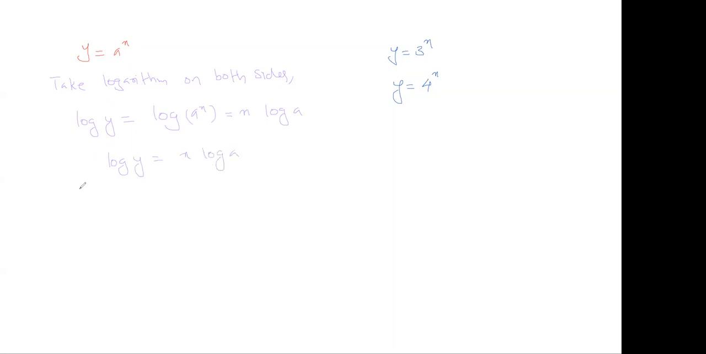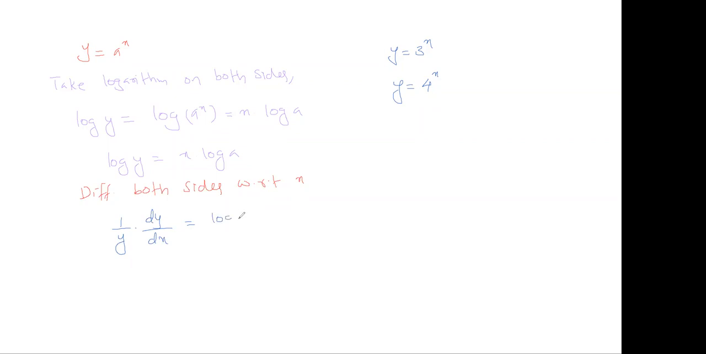Now, implicit differentiation: differentiate both sides with respect to x. Left side, log y, it is of the form log x. So the derivative is 1 by x, so it is 1 by y. But where x was, there is y, so you multiply by its derivative, chain rule, dy by dx.